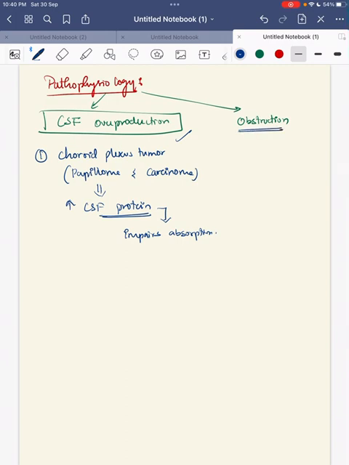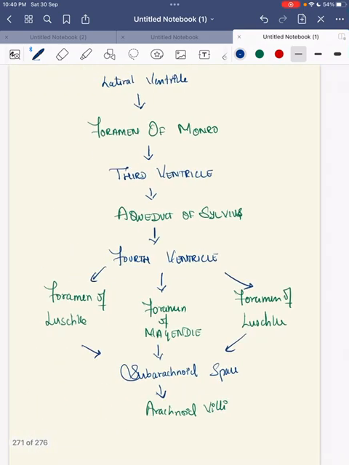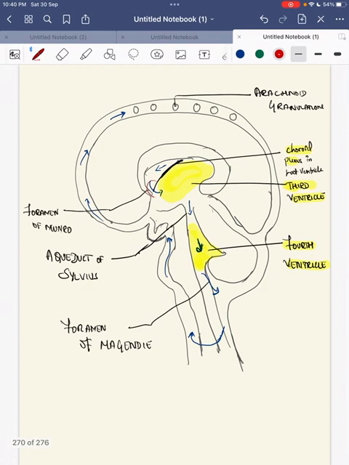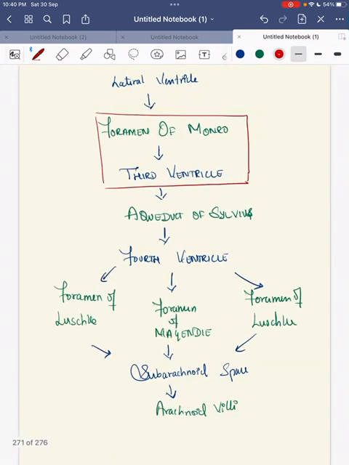Next we will see the causes of obstruction. The cause of obstruction can happen at various levels, so I will show it in a diagrammatic flow chart. For example, when the obstruction is at the foramen of Monro and in the third ventricle, what are the causes of obstruction here? First is subependymal astrocytoma. Second cause, craniopharyngioma.